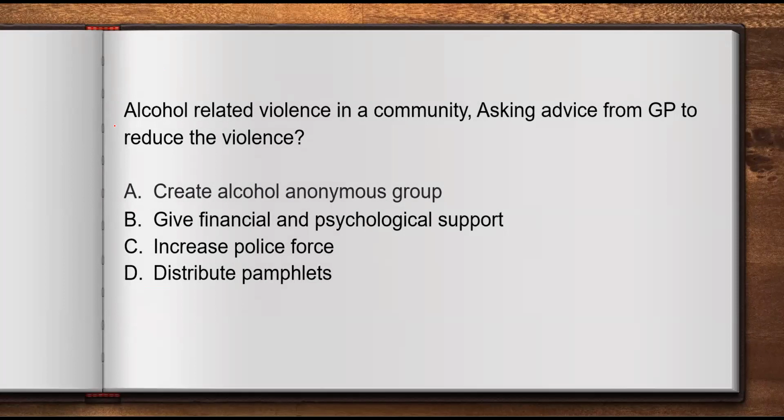Next, alcohol-related violence in a community. Asking advice from GP to reduce the violence. Not a good question for exam, but you can get these questions also, unfortunately. So what do you do as a GP if in your community there is a lot of alcohol-related violence? You would create an alcohol anonymous group. You would give financial support and psychological support. You are not supposed to give financial support. Okay, it's not needed as part of your GP. Increase police force, not important. Okay, and it's not your job to increase police force, right?